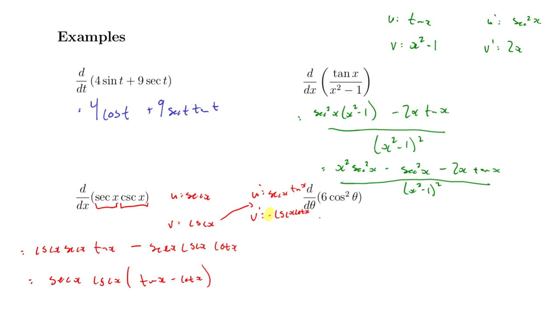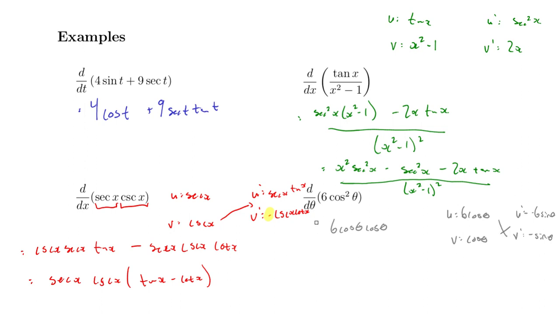In this last one, I'm actually going to rewrite this as 6 cosine theta cosine theta. And now we can see we can do a product rule on this, right? We'll say u is equal to 6 cosine theta and v is equal to cosine theta. U prime is negative 6 sine theta. I almost forgot that coefficient. And v prime is just negative sine theta. It's a product rule, so we don't have to worry too much about ordering.